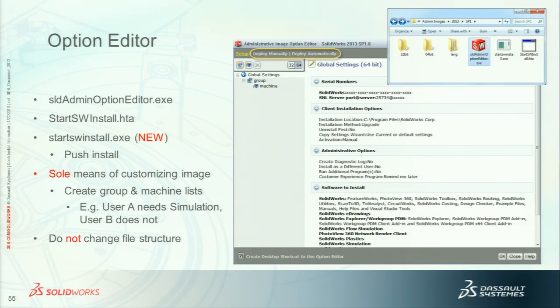So what's new in 2013 is this executable start SW install.exe. It's a push install. So in XP days, in the older version of the option editor, you could say, I want to install this administrative image with admin credentials. So my users are restricted, they don't have admin rights, and you need to be an admin to install SolidWorks. So you could say, I want to install it as an admin, here's my admin username and password, good to go. When Vista came out, we couldn't do that anymore.